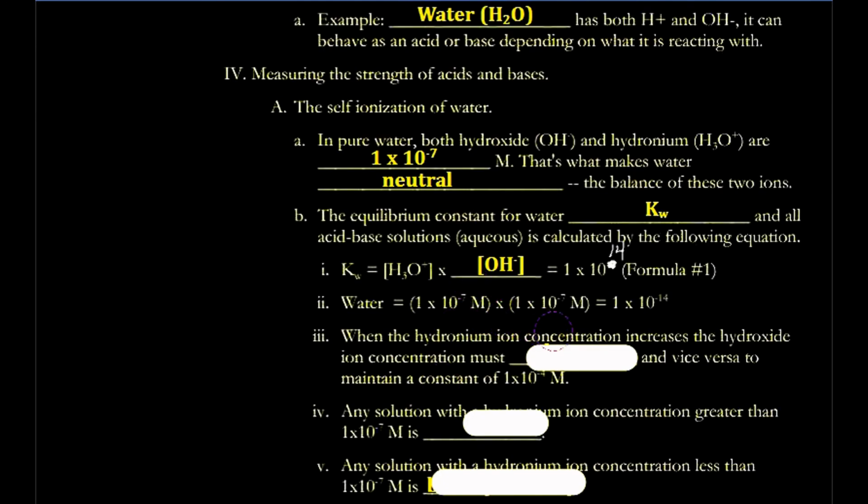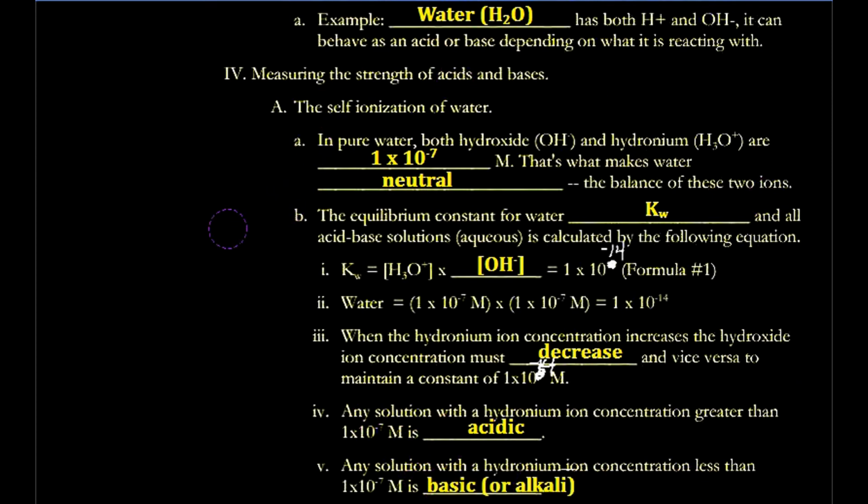So when the hydronium ion concentration increases, that means we've added acid to our solution. And the hydroxide ion concentration has to decrease because this 10 to the negative 14th is a constant. It doesn't change. So if one part of it goes up, the other one is going to go down in order to maintain our 10 to the negative 14th constant. So any solution with a hydronium ion concentration greater than 1 times 10 to the negative 7th is acidic, and any one with a concentration less is basic.